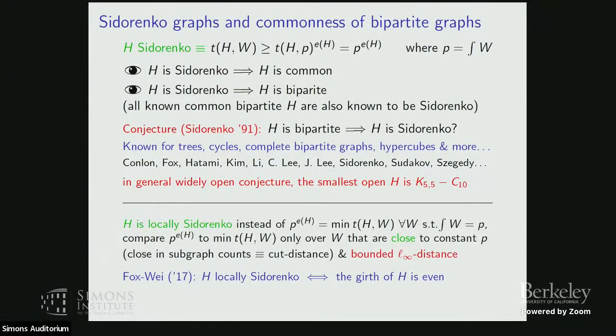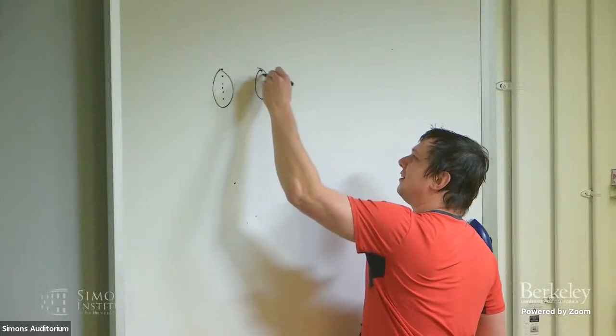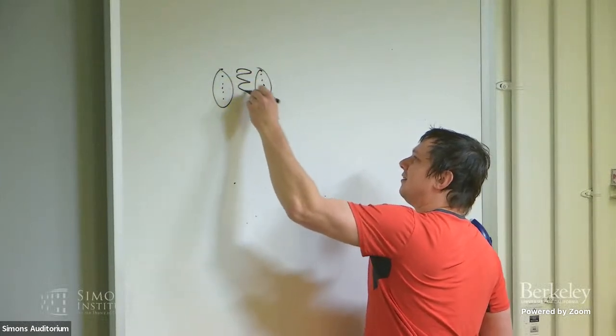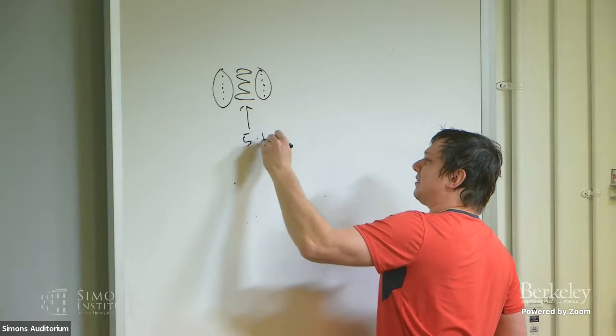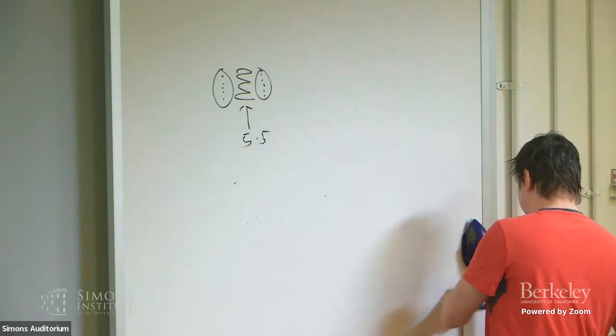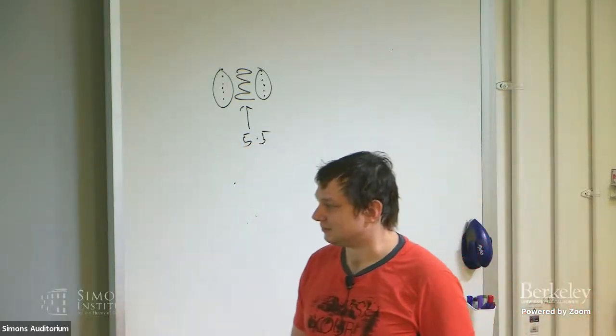Okay, so before I go any further, any questions? I have a visual question. What is a K55? It's a complete bipartite graph. I cannot count to 5. It's 5, 5, 5, which I also don't know what it is right now.